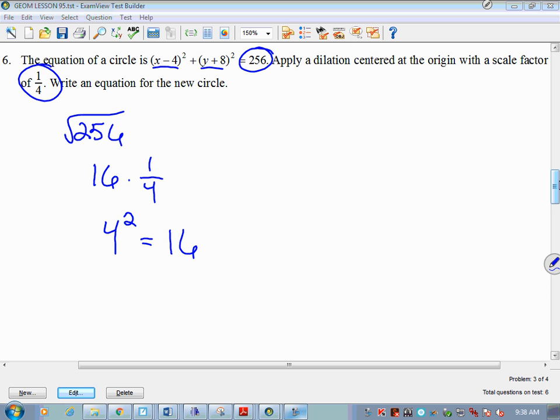So what's 4 divided by 4, or negative 4 divided by 4 for that matter? Negative 1. So that becomes x minus 1 squared. And what is 8 divided by 4? 2, right? 2 squared equals 16. So because the dilation was centered at the origin, it affected both the center of the circle and the radius of the circle. So be careful of that.